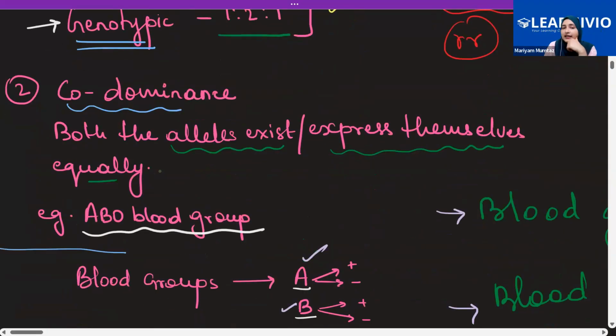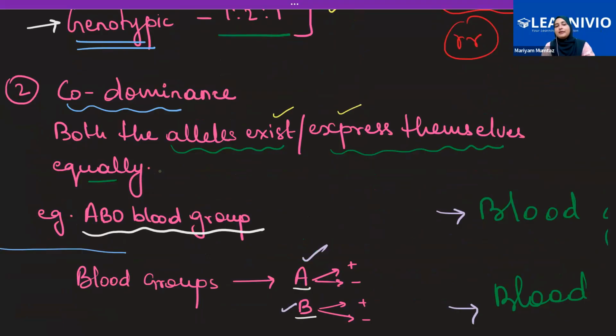Codominance is when both the alleles exist and express themselves equally. The best example for this is the ABO blood group of human beings.